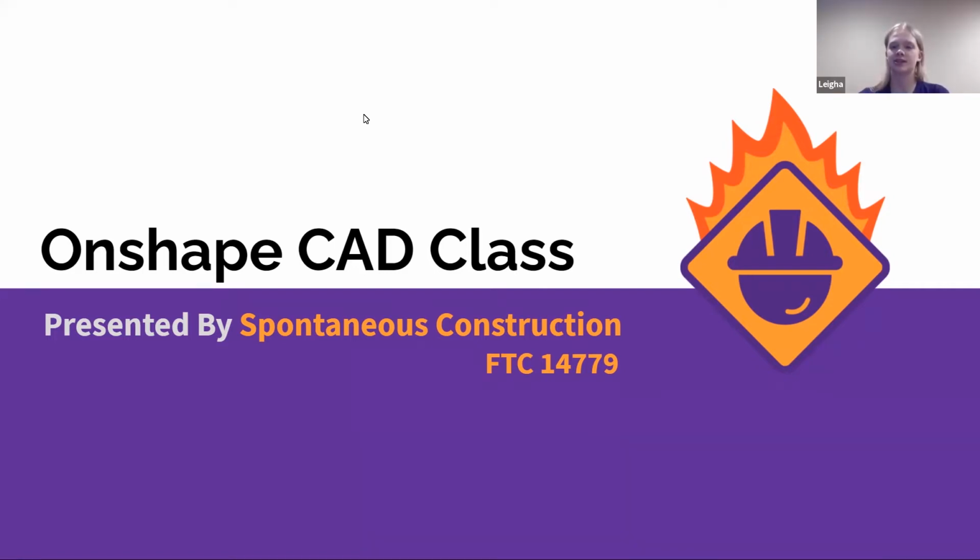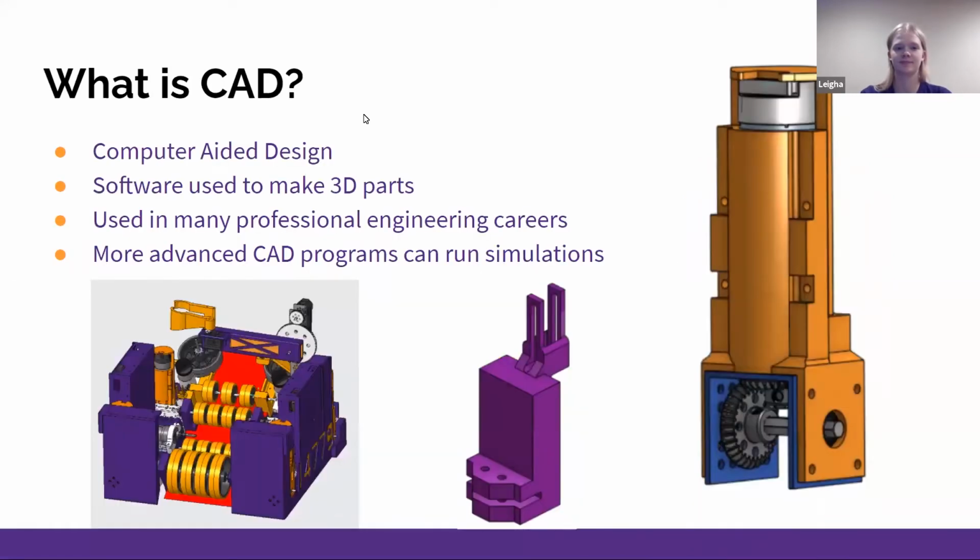So today we'll be presenting to you a little bit about CAD and how to create 3D models. Starting off, what is CAD? CAD stands for Computer Aided Design. It's a way that you can make 3D models and 3D parts online and eventually create them in the real world. It's used by many professional engineers and in many professions. So we're mainly going to be talking about OnShape, which I'll get more in detail into in a minute. But there are a range of basic to very advanced CAD programs, and some of which can even run simulations.